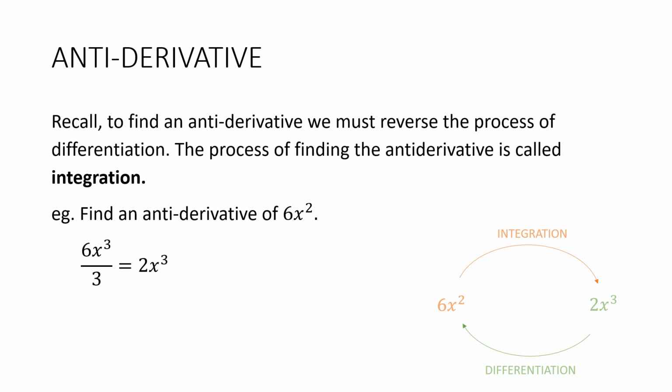Integration and differentiation are opposite operations. If I take 6x squared and integrate it, I get 2x cubed. If I take 2x cubed and differentiate it, I get 6x squared.